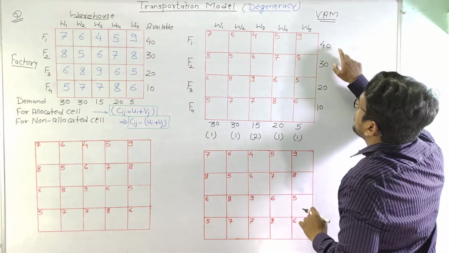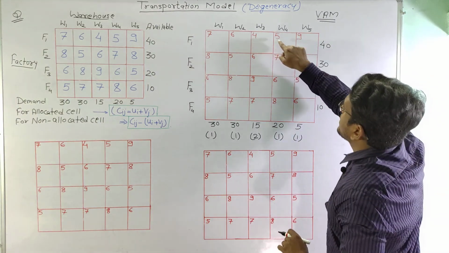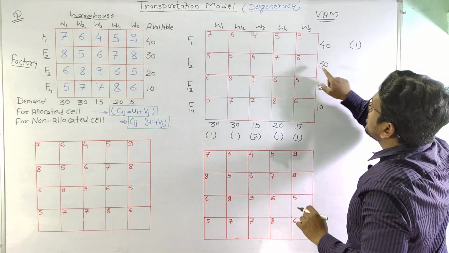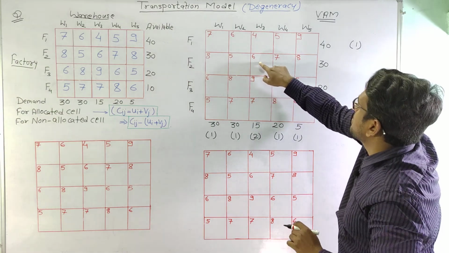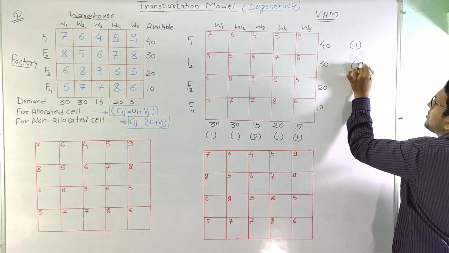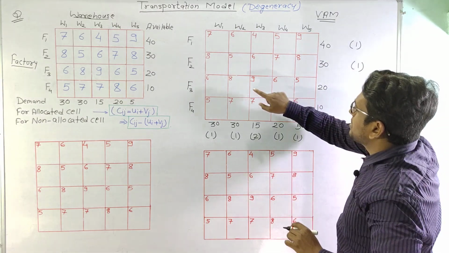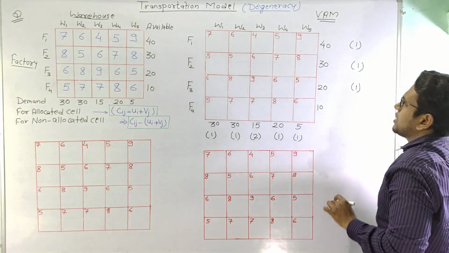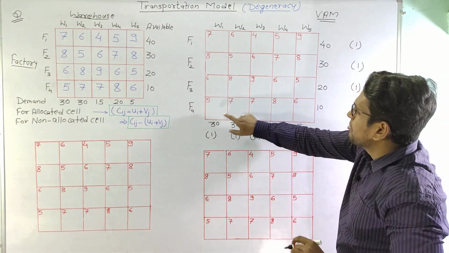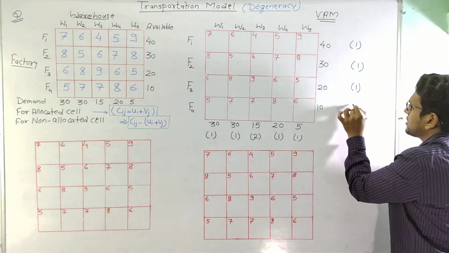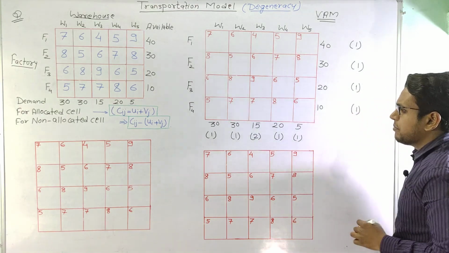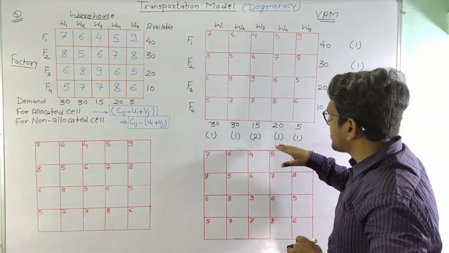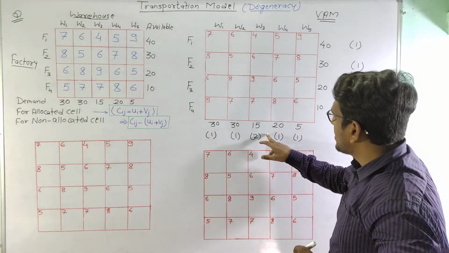Now moving on to rows, we have minimum as 4, next minimum is 5, so the penalty is 1. Similarly, in the next row, minimum is 5, next minimum is 6, so the penalty is 1 here. In the third row, minimum is 5, next minimum is 6, and penalty here is also 1. And in the last row, minimum is 5, next minimum is 6, and the penalty is 1. Among these, we need to select the maximum penalty, and we can see that the maximum penalty is 2.